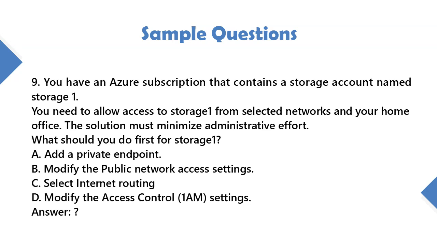9. You have an Azure subscription that contains a storage account named Storage1. You need to allow access to Storage1 from selected networks and your home office. The solution must minimize administrative effort. What should you do first for Storage1? A. Add a private endpoint. B. Modify the public network access settings. C. Select Internet routing. D. Modify the access control (IAM) settings.